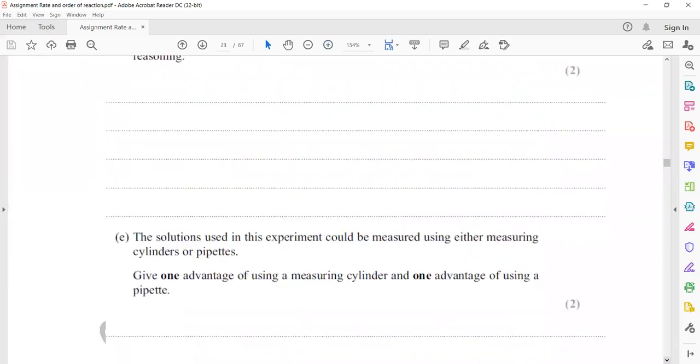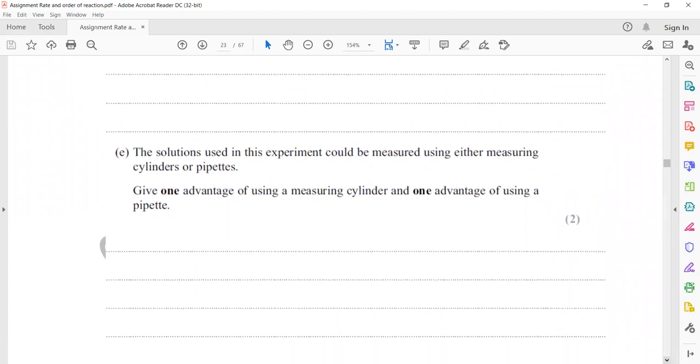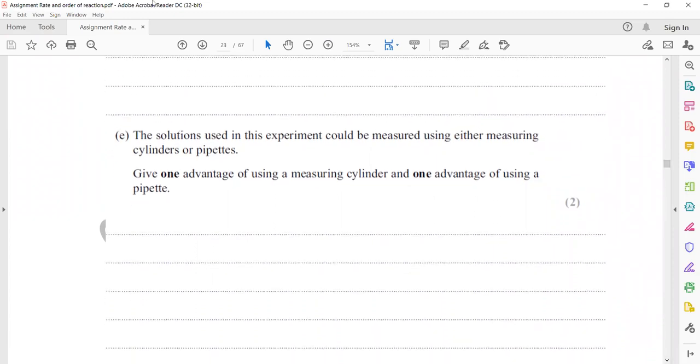The solution used in the experiment could be measured using either a measuring cylinder or a pipette. Give one advantage of each. One advantage of using a measuring cylinder is that it is fast, we can transfer the solution quickly. One advantage of using a pipette is that it can measure the volume as accurately as possible. So the pipette is more accurate, and with the measuring cylinder the solution can be transferred quickly.